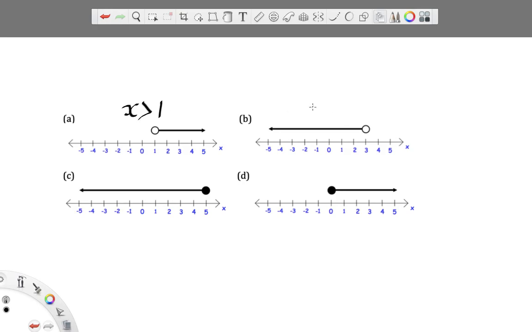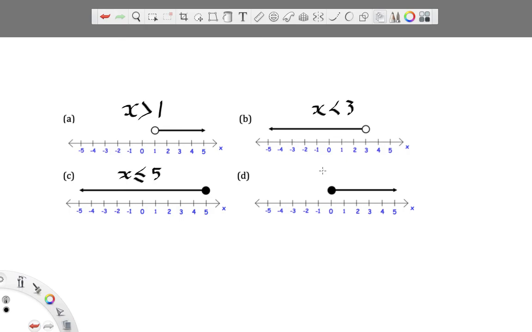B, so again, always write your x, and then your number, which is in this case 3. And then what numbers do we have here? Well, it's all the numbers which are less than 3, and not including 3 because our circle isn't filled in. So like that. So C, again, write your x, write your number, which is 5. What do we have here? We've got all the numbers less than 5 because our arrow is pointing to the left, but including 5 because that circle is filled in. So that inequality is going to look like that with our equal to part.